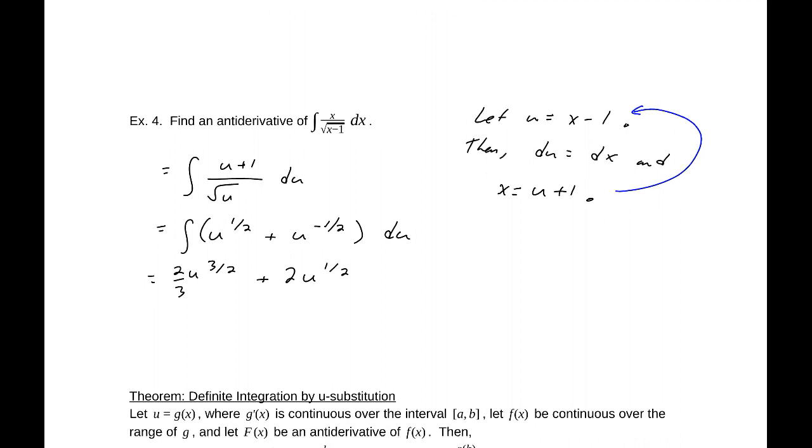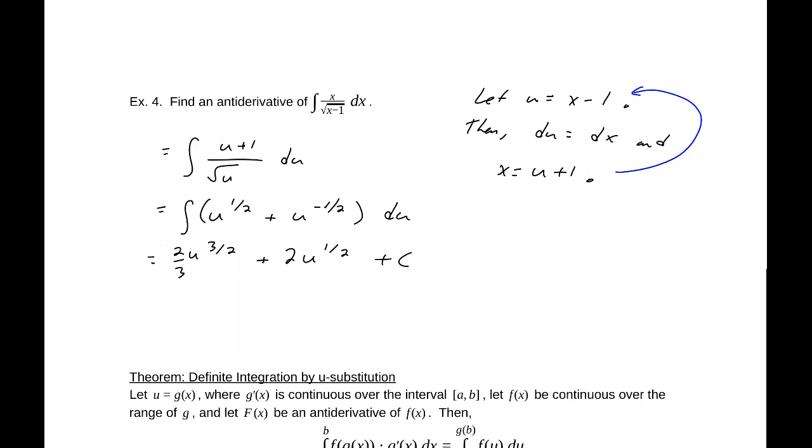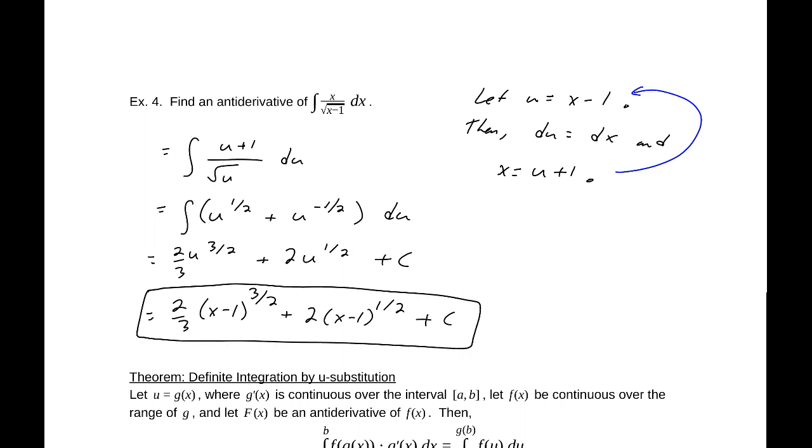Okay, good. Plus c. Now, evaluating that back for our value of u, which was x minus 1: (x minus 1) to the 3/2 plus 2 (x minus 1) to the 1/2 plus c. Always make sure you get back into terms of x. That is very important.